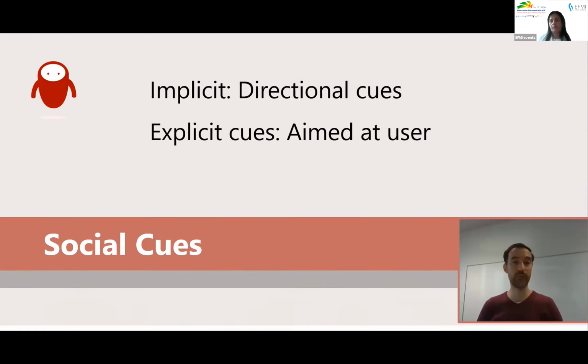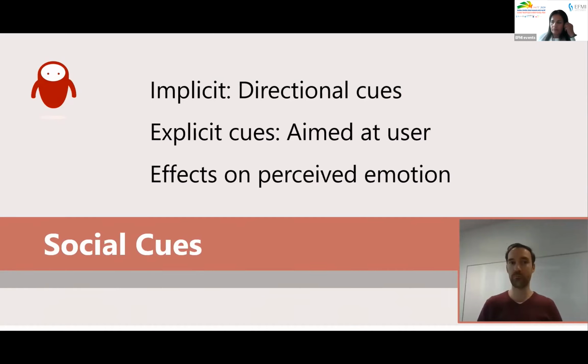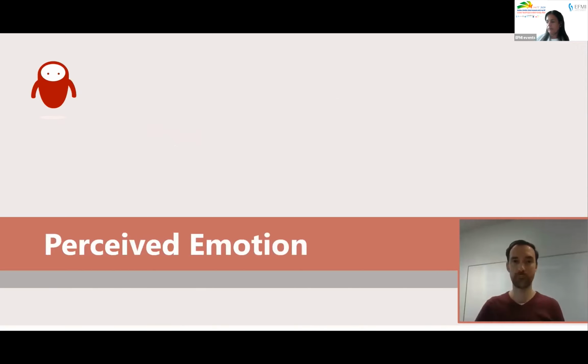The second category of social cues is what we call explicit cues. And these are really aimed at the user, right? Here the robot explicitly tries to show what it is going to do next in terms of its navigation behavior. Now, what we were interested in is whether showing these social cues has an effect on the emotion that people perceive in the robot. Because we're not just interested in people feeling comfortable when a robot is navigating, we also want to know what kind of emotions people perceive in the behavior of the robot.